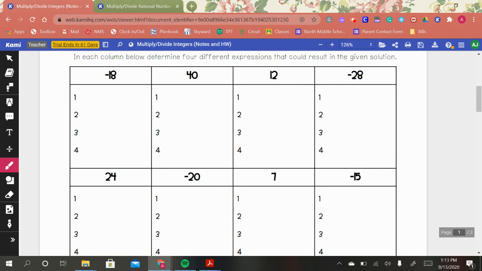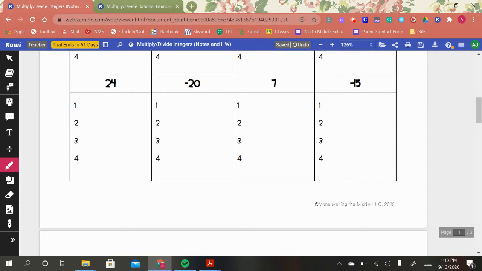So since the first one, negative 18, is negative, then I know that I need to have opposite signs. Okay, 40 is positive, so I need to have same signs. 12 is positive, so I'm going to have same signs. 28 is negative, so I'm going to have opposite signs. And again, this is just helping me so that when I get ready to write my expressions, I don't have to think about what is going where. Same signs because it's positive. Opposite signs, same, and then opposite.